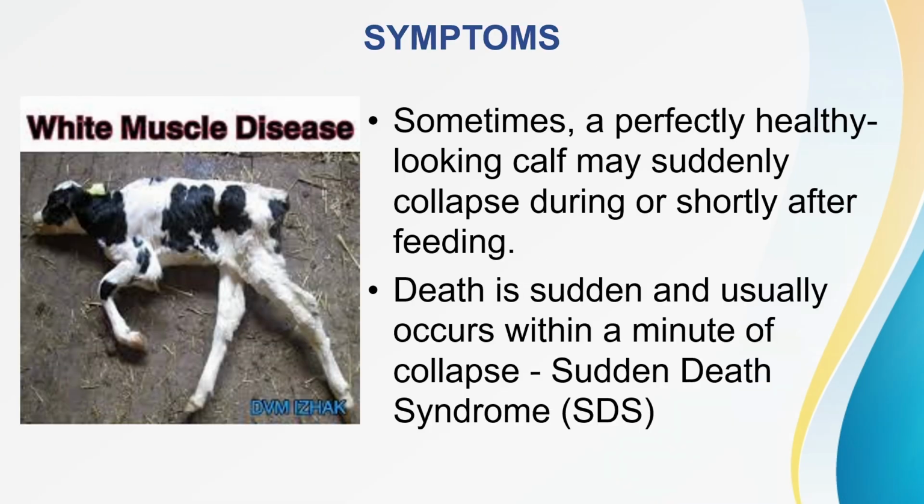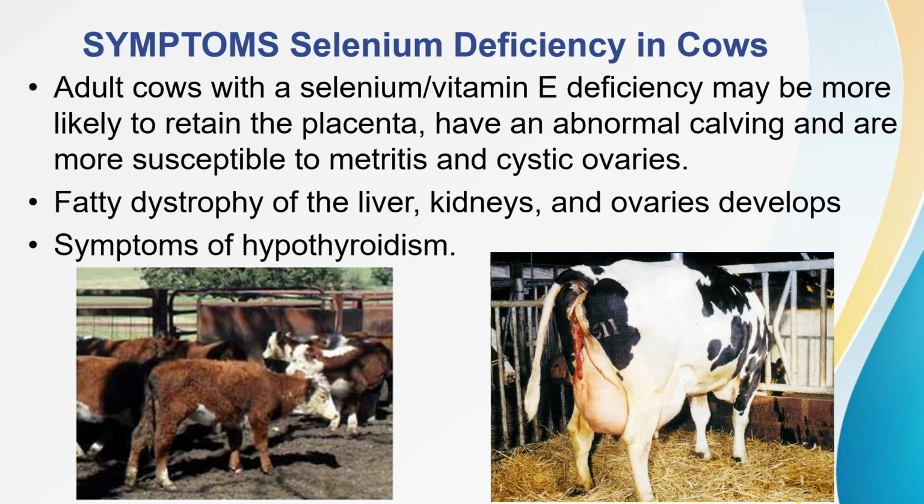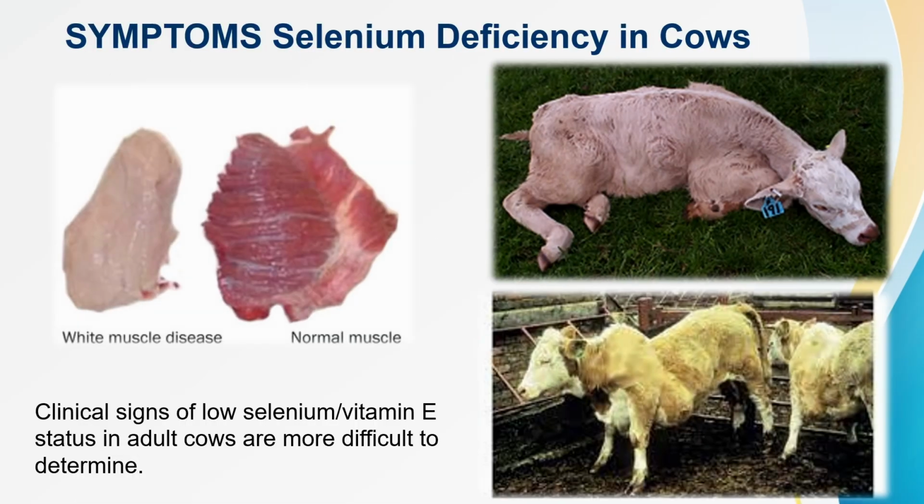Sometimes, a perfectly healthy-looking calf may suddenly collapse during or shortly after feeding. Death is sudden and usually occurs within a minute of collapse. This is sudden death syndrome, SDS. Adult cows with a selenium and vitamin E deficiency may be more likely to retain the placenta, have an abnormal calving, and are more susceptible to metritis and cystic ovaries. Fatty dystrophy of the liver, kidneys, and ovaries develops. Symptoms of hyperthyroidism. Clinical signs of low selenium and vitamin E status in adult cows are more difficult to determine.